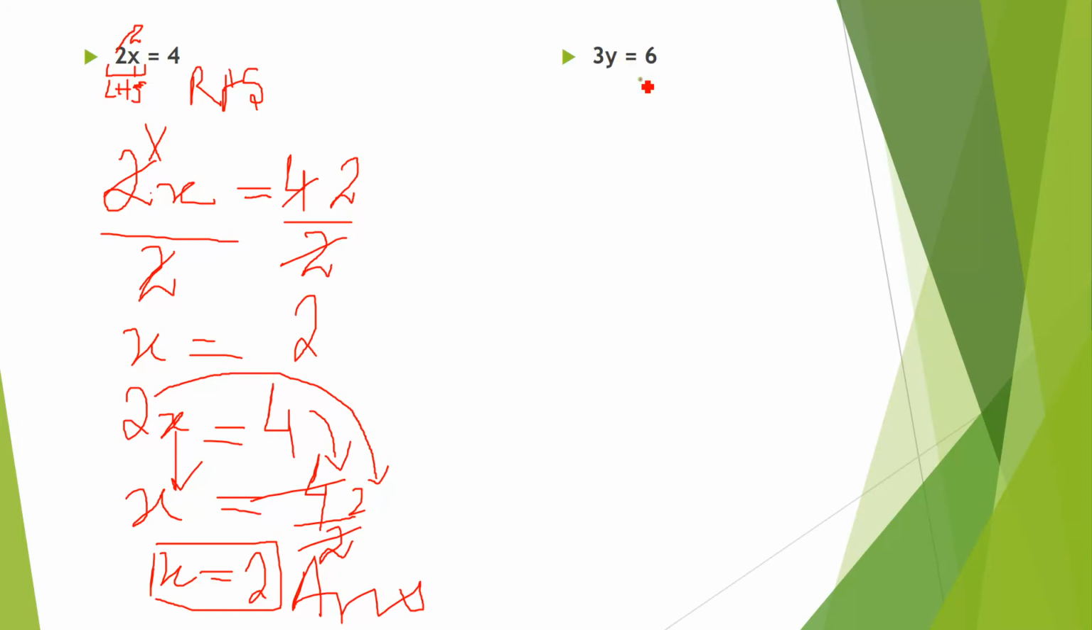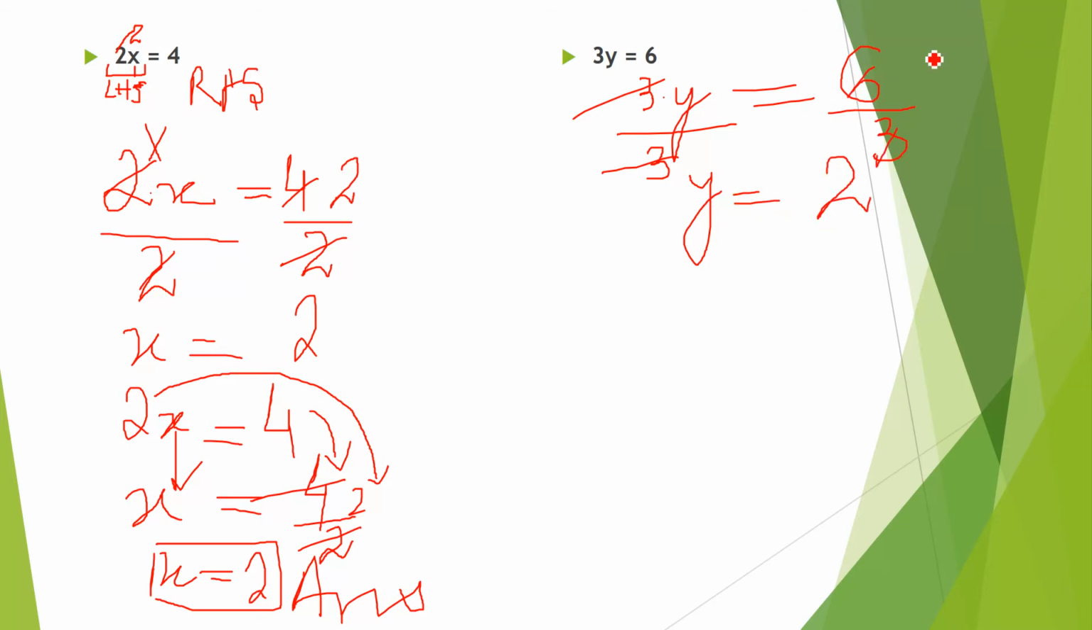We can solve this question as well: 3y is equal to 6. First, we want only the value of y. We do not want 3. So you have to see what is the relationship between this 3 and y. There is no sign, it means multiplication. So what is the inverse of multiplication? Division. So you have to divide by 3. Same operation: whatever you did on the left side of the equation, you have to do on the right side as well. This 3 cancels out, only y is there. So y is equal to 2. 3 one time, 3 two times.